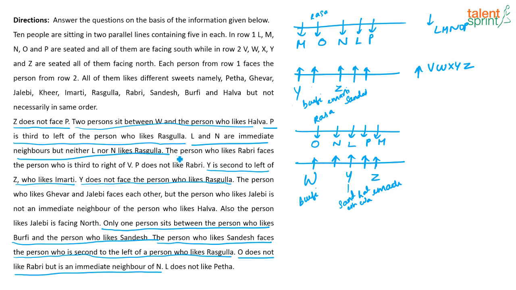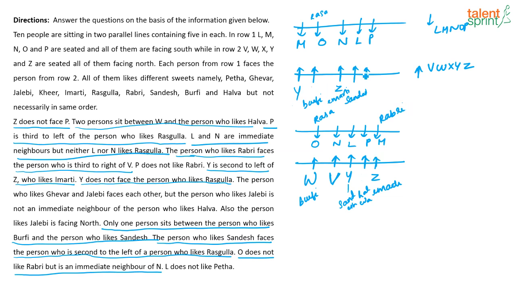Now the person who likes rabri faces the person who is third to the right of V. So can this be V? No, that can't be V. Third to the right of V, there has to be a person. So obviously this has to be V. Correct, this has to be V, so this has to be Z. The person who likes rabri faces the person who is third to the right of V. So this is V, this is Z, so this has to be rabri.